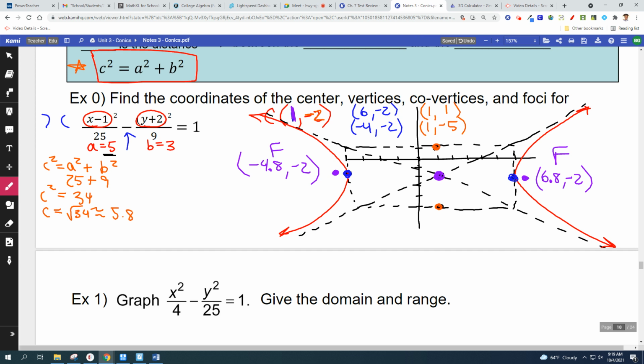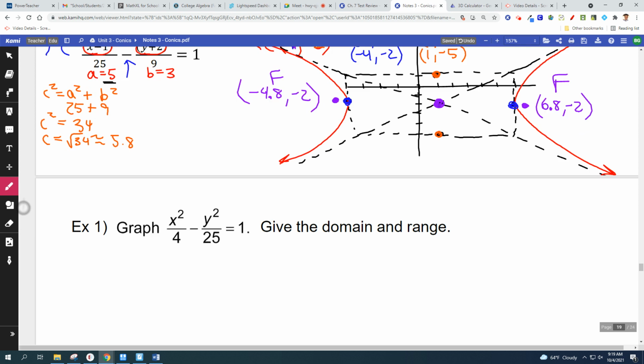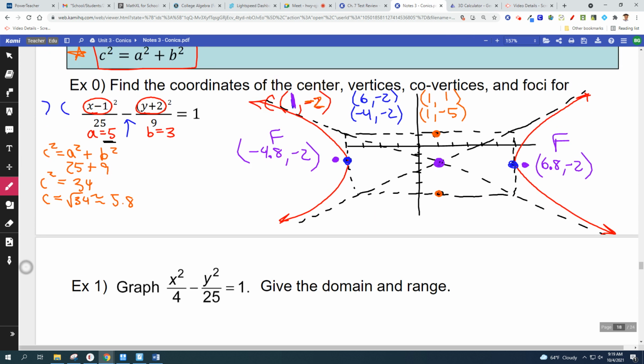Remember, the focus point is going to be inside of the curve, just like it was on the ellipse, just like it was on the parabola. The focus is going to be inside the curve, but you've got 2 of them. All right, there's a lot going on there. But that's basically the whole lesson. If you can do that one problem right there, you can do pretty much everything.